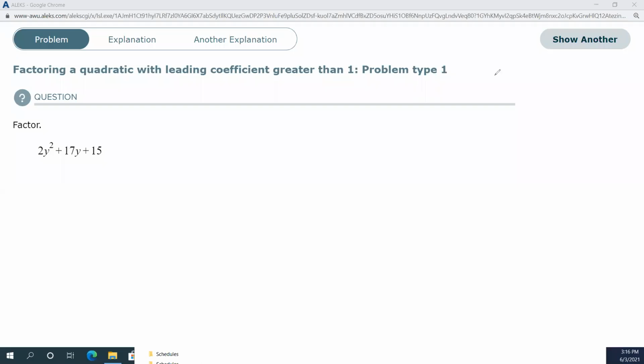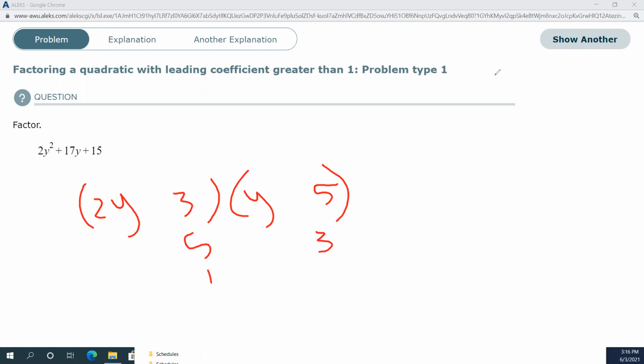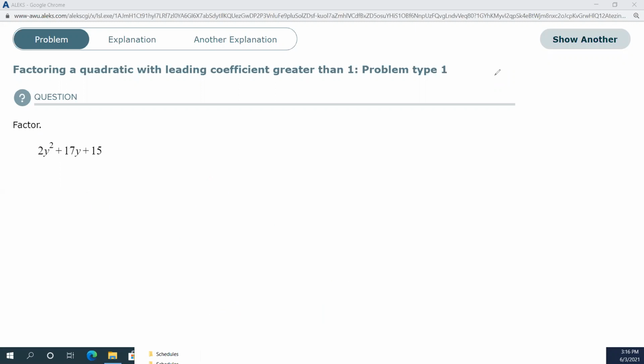Okay, so here's what we're going to do for this one. Now that a is not 1, you can still kind of try to guess it, and you'd say, well, it's got to be 2y and y. That multiplies to y squared, but then what do we get here? Is it 3 and 5, or is it 5 and 3, or is it 1 and 15, or 15 and 1? You can try them all out, but here's what we are going to do.